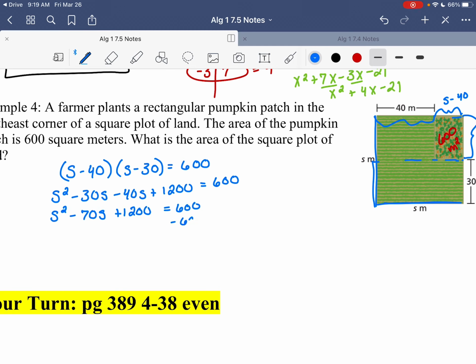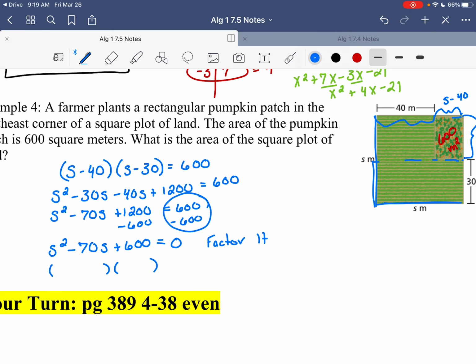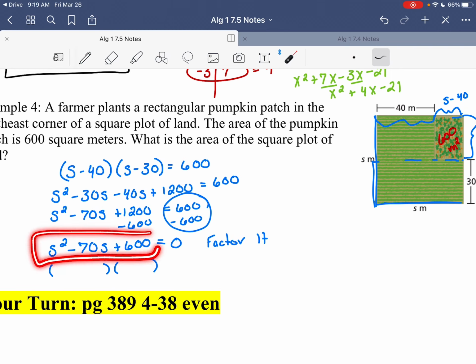So now I need to subtract the 600 from both sides because we want to set it equal to 0. So over here we get 0. So I end up with S squared minus 70S plus 600 equals 0. So now that I have it equal to 0, I can solve it by factoring it. So I need to figure out what multiplies to give me this.